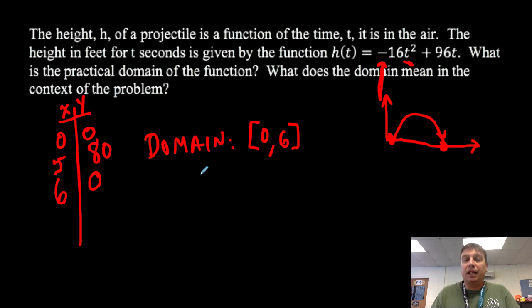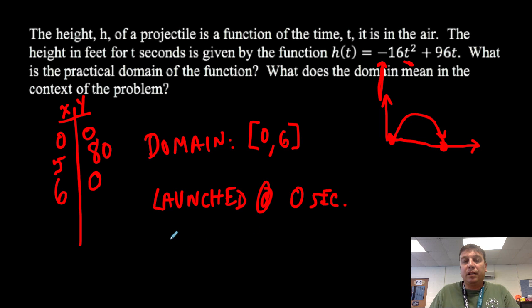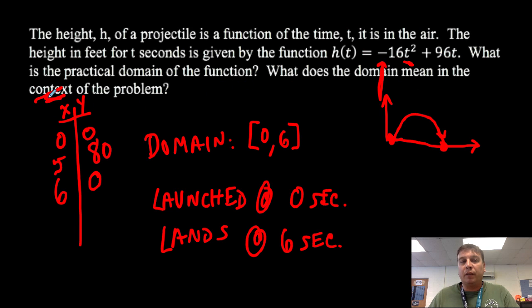So what does this mean in the context of the problem? Well, it gets launched at 0 seconds, and whatever this thing is that we're launching using projectile motion, it lands at 6 seconds. So here's our domain: launched at 0 seconds, lands at 6 seconds, and we've answered everything here, right? What is the practical domain? Domain 0 to 6. What does the domain mean in the context of the problem? This is the part that most students will have a little difficulty remembering or even talking about.